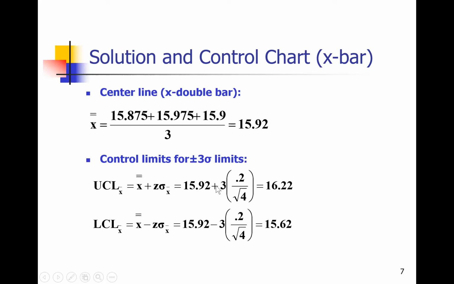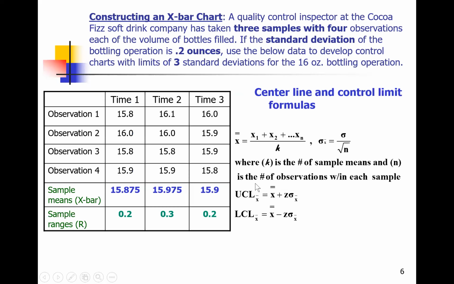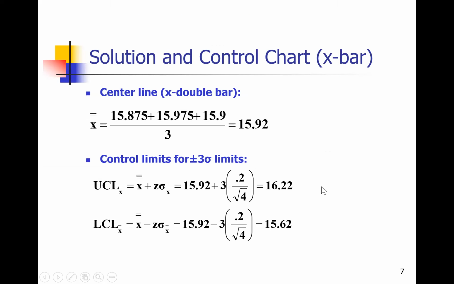And the upper control limit is plus, and this 0.2 is from the population standard deviation given in the information. We also give you this information, 0.2 ounces. 0.2 divided by root over 4 equals 16.22. The same thing here, you are inferring on the population and you have taken some sample.